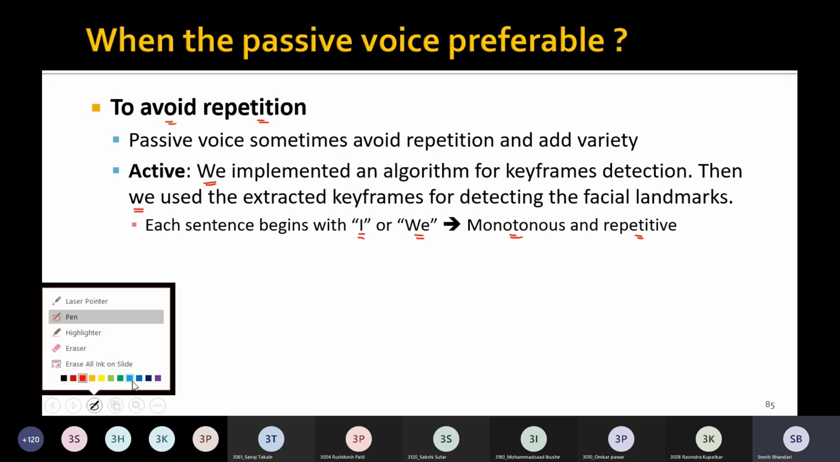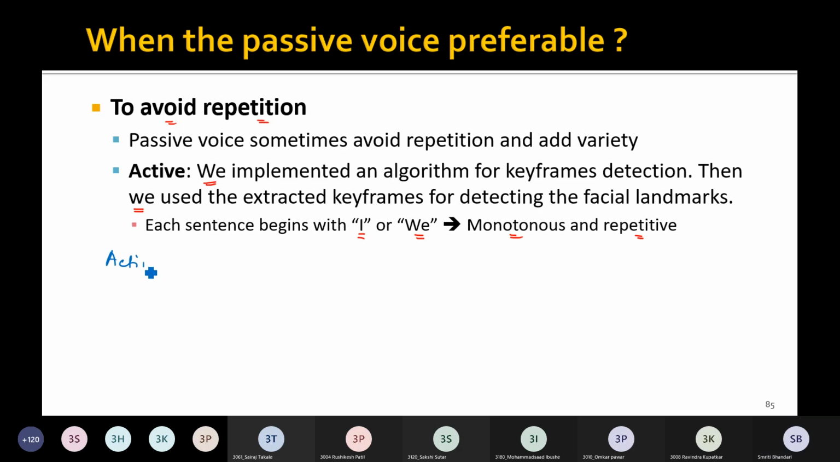Right? So I'll be summarizing the things. When we should go with active voice and when to prefer passive voice. So when to prefer active voice, or what are the advantages of active voice? Active voice improves readability of the statement. Then if we want to emphasize the author's responsibility, then we should go with active voice.